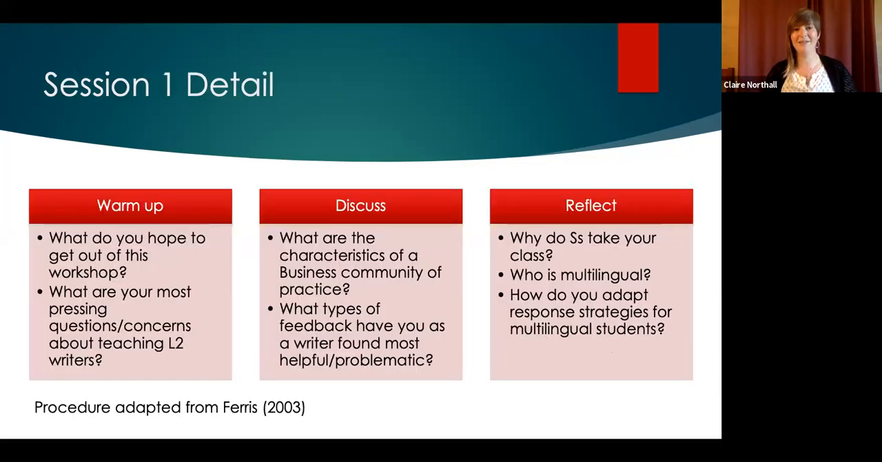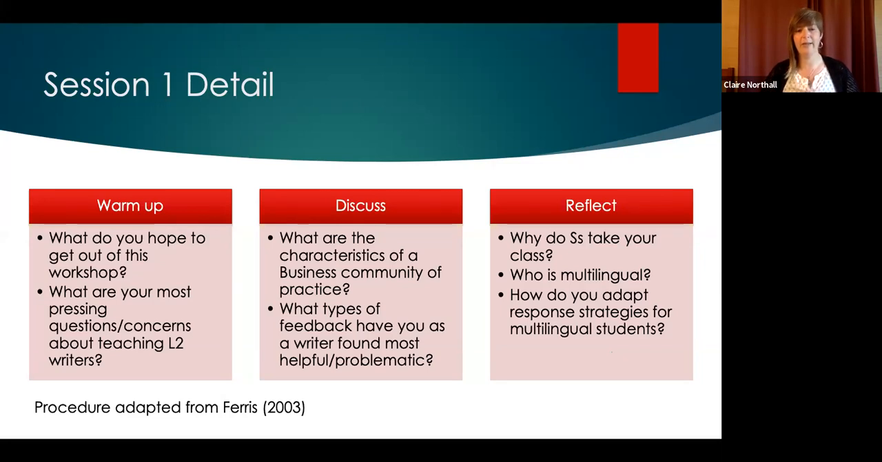So now let's look at session 1, a specific task in session 1. After some warm up and community building, participants would be asked to explicitly consider what are the characteristics of their community of practice. They would reflect on why students take their class, to think about the number of ESL or multilingual students in their class, as well as their own practices for distinguishing them.